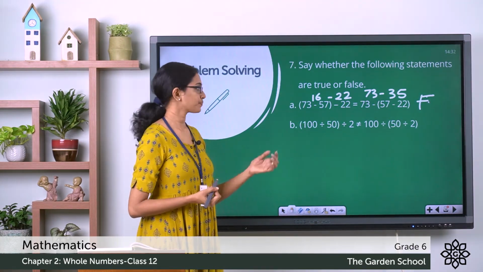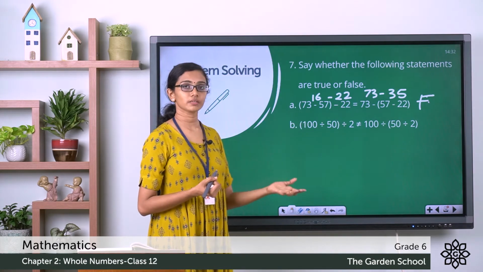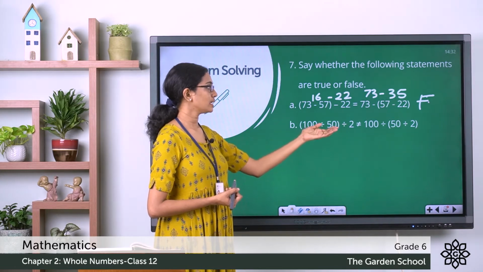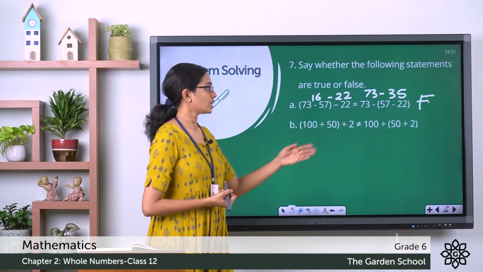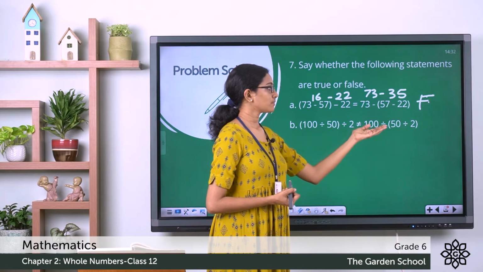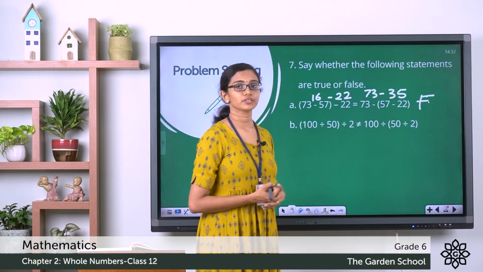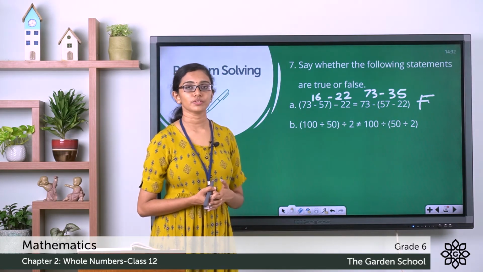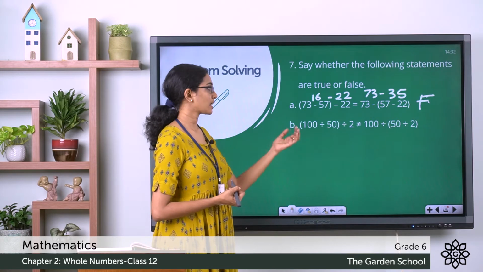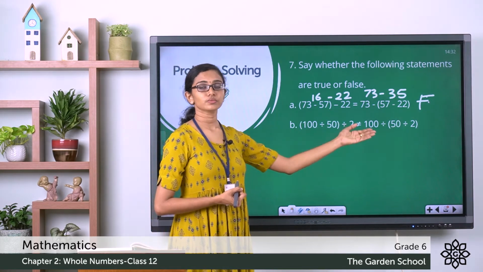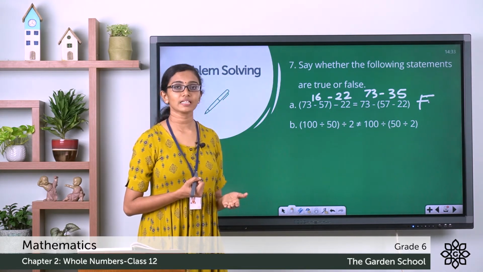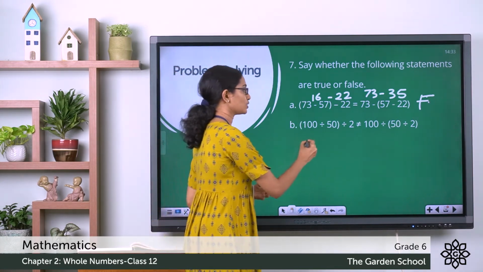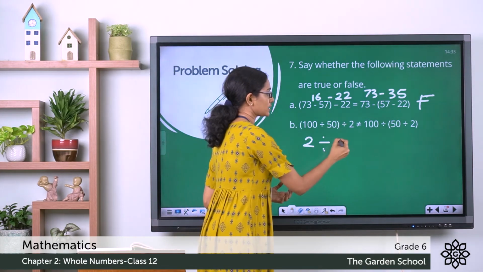Now the second question, 100 divided by 50 within brackets divided by 2. That is, the result of 100 divided by 50 is getting divided by 2. Now here 100 divided by the result of 50 divided by 2. So we need to check whether this is equal or not equal to. So we need to check whether the left hand side is not equal to the right hand side. So on the left hand side, what do we have? We have 100 divided by 50. What is it? It is 2. Then 2 divided by this 2.